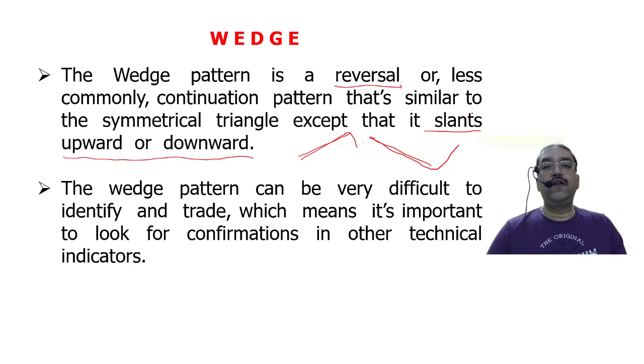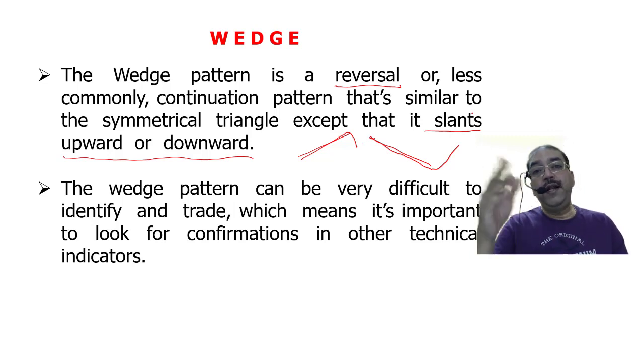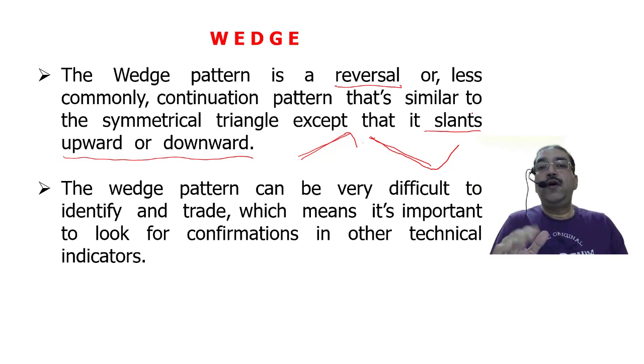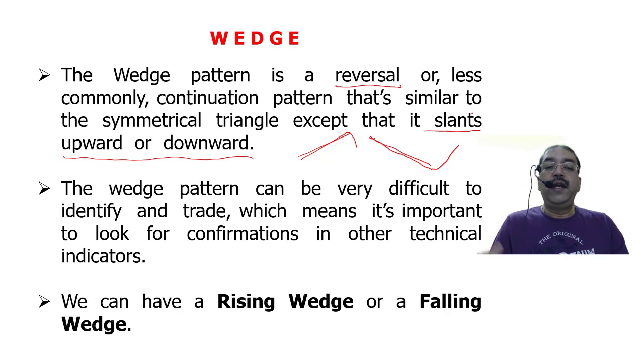Okay. So the interpretation, or you can say the significance, of learning this wedge: the wedge pattern can be very difficult to identify and trade, which means it's important to look for confirmation in other technical indicators. That means the wedge by itself cannot be an indicator. I cannot say that an upward movement will always lead to a downward movement. You have to identify and learn this particular pattern along with other technical details. Okay, we can have a rising wedge or a falling wedge.